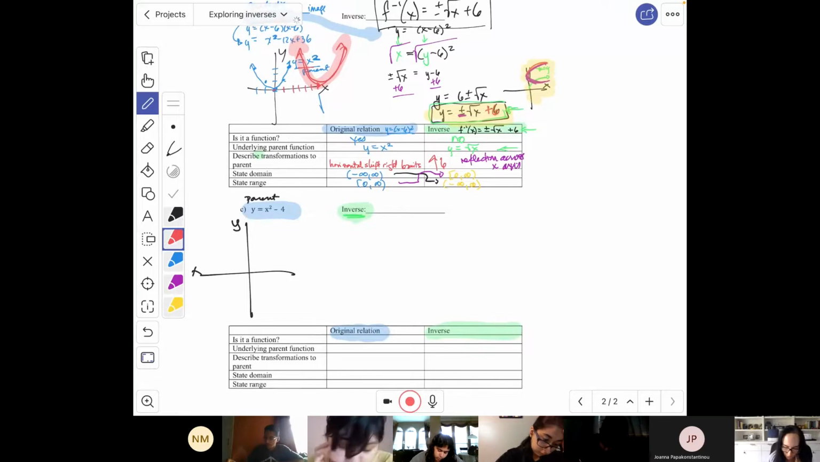So we're looking at the original relation, determining is it a function, what is the underlying parent, describe the transformations made to the parent to get this one, state the domain and range of this original relation. Then we're finding the inverse, interchanging the domain and range, and answering the same questions.